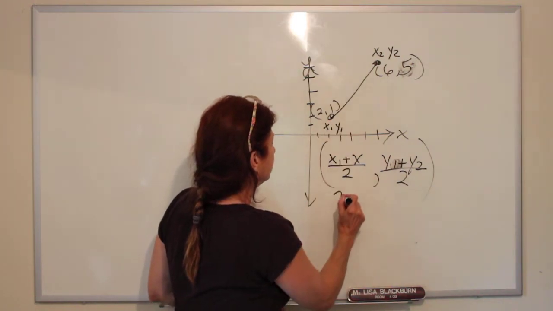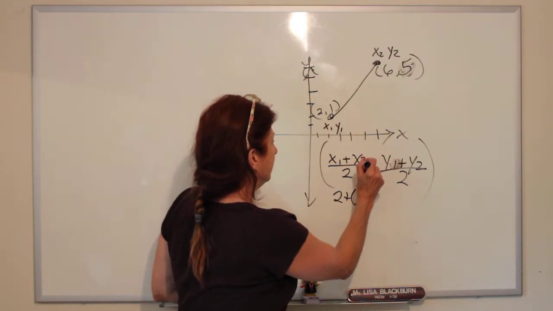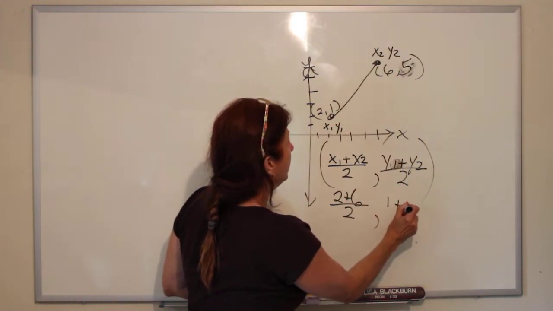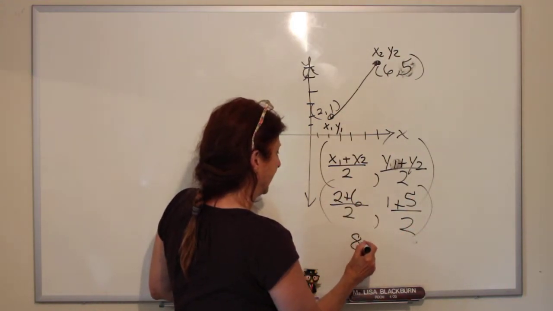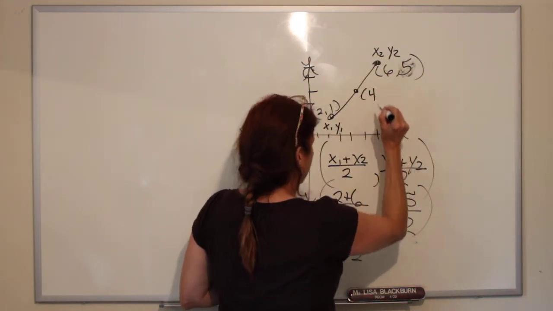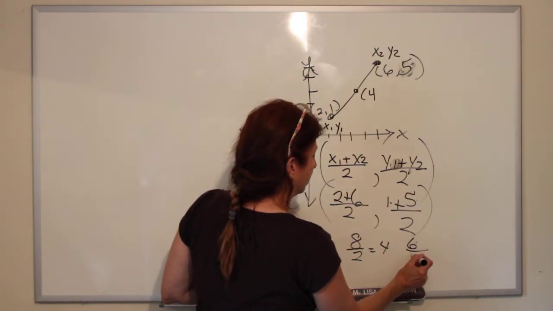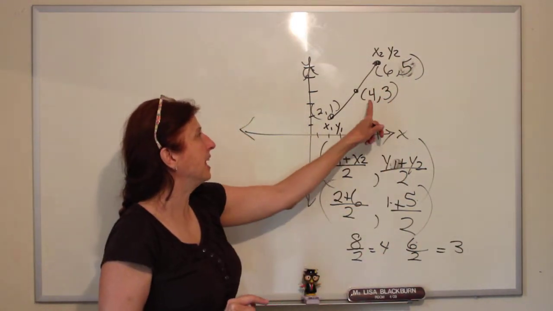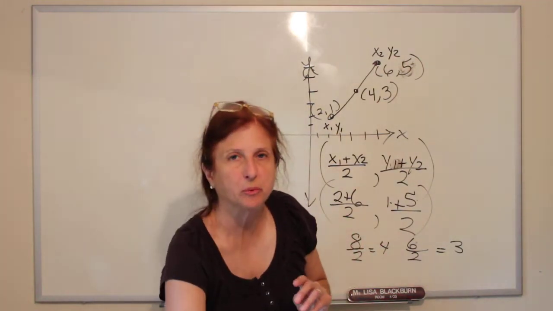So x1 is 2. Oh, I should substitute. 2 plus 6, x2, divided by 2, and then 1 plus 5, divided by 2. 2 plus 6 is 8 divided by 2, which is 4. And then 1 plus 5 is 6 divided by 2, which is 3. So the point that is halfway between this line would be at 4, 3. So that's the midpoint formula. It's pretty easy to remember if you just remember it's an average.